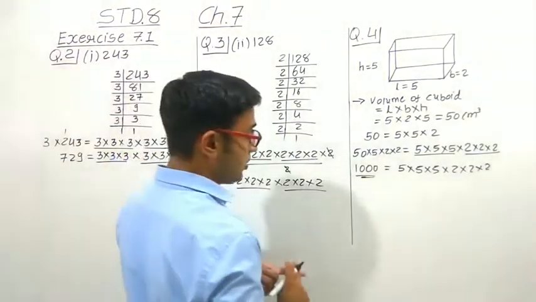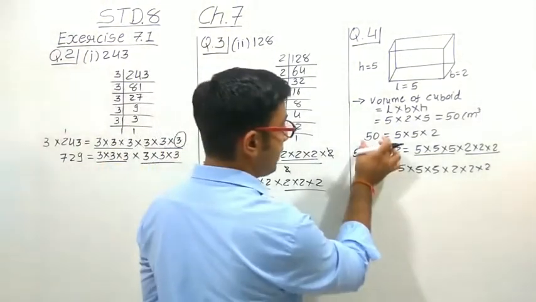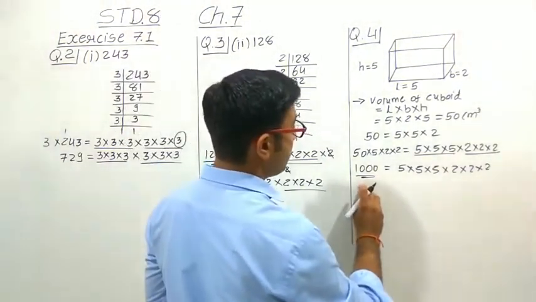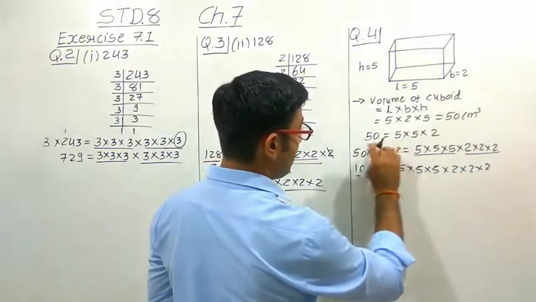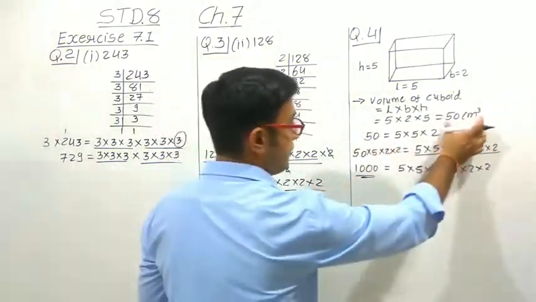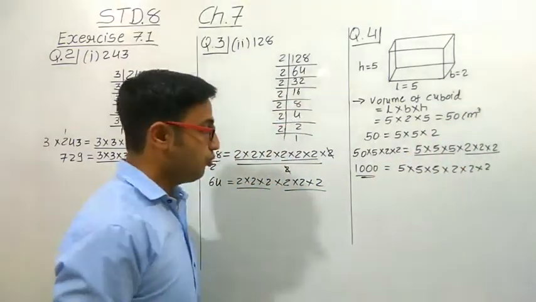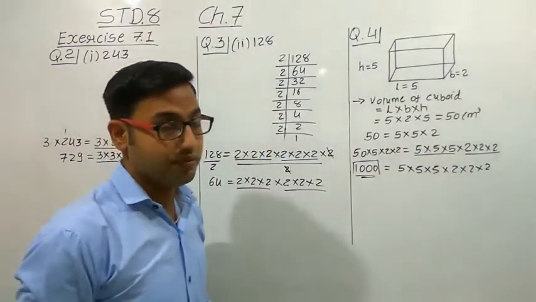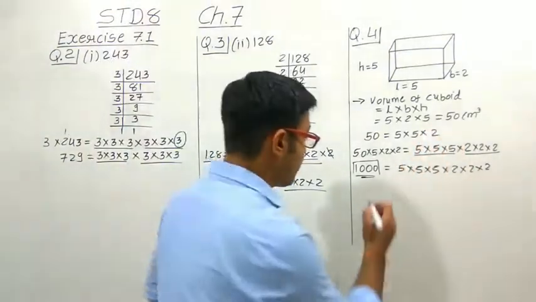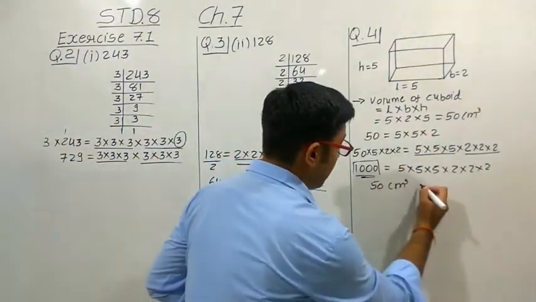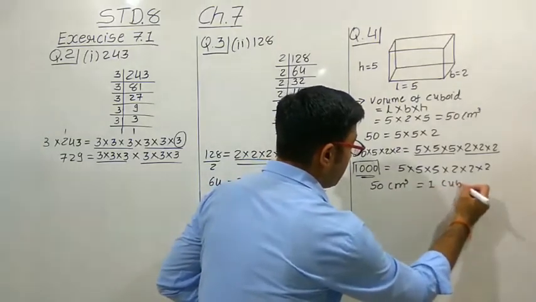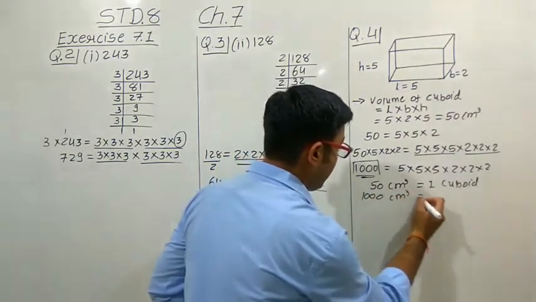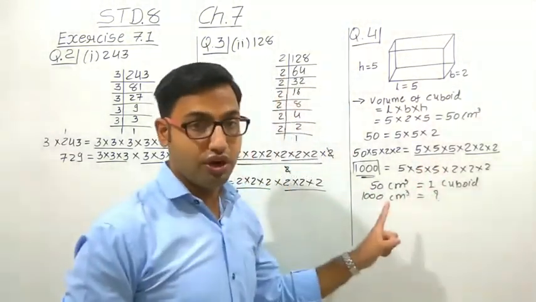So now which number do we multiply to make this 50 a perfect cube? Or we can understand this by dividing the volume. Now see, this is the volume of one cuboid. 50 centimeter cube is the volume of one cuboid. The new volume we get here is 1000 centimeter cube. So if 50 centimeter cube is equal to 1 cuboid, then for 1000 centimeter cube volume, how many cuboids do we require?